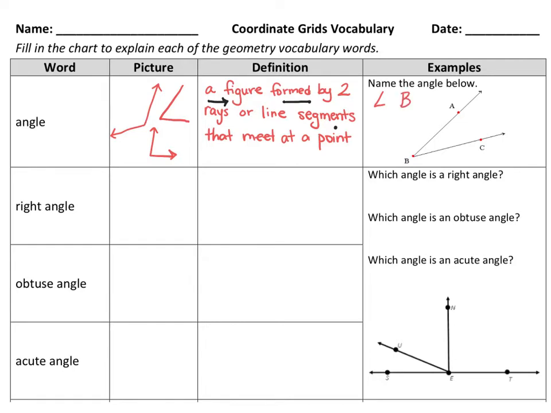So it doesn't matter which we put first, A or C. So it could be A, B, C, or it could be C, B, A. And write your angle. Angle C, B, A. Those are both correct. But B has to be in the middle.